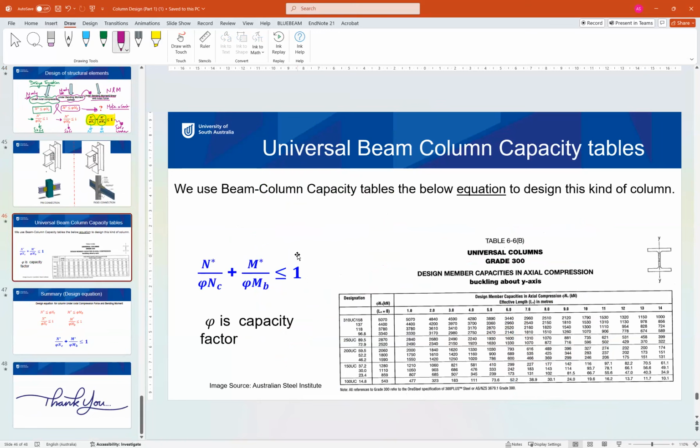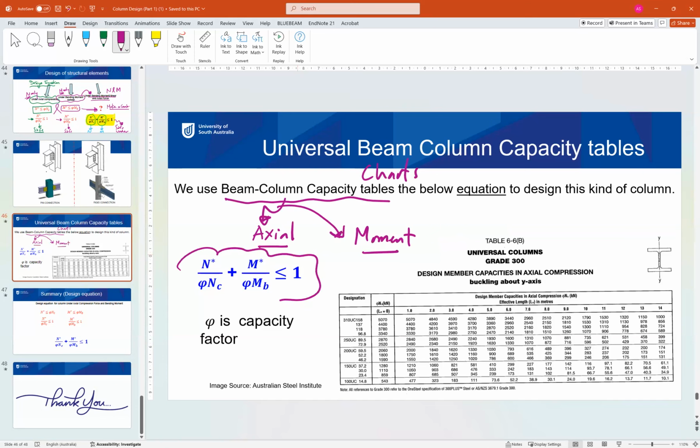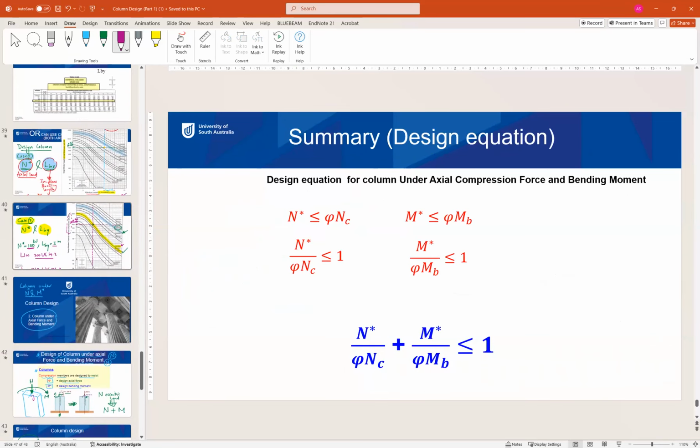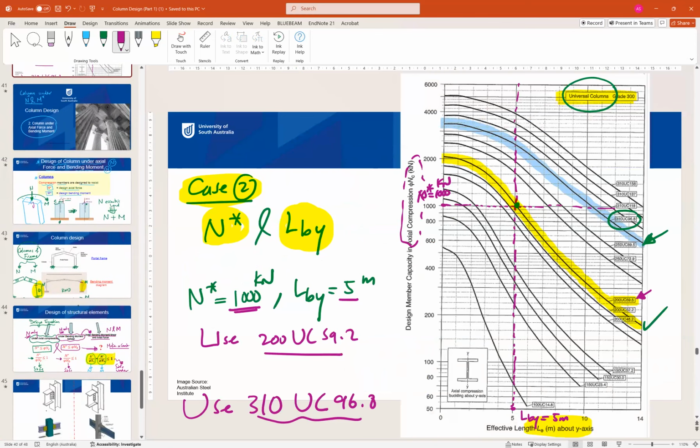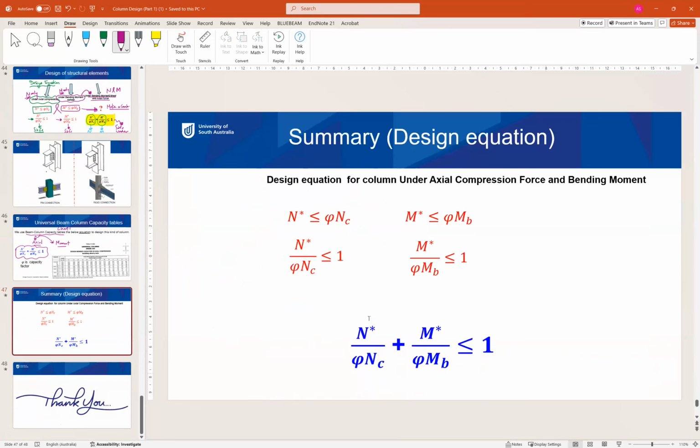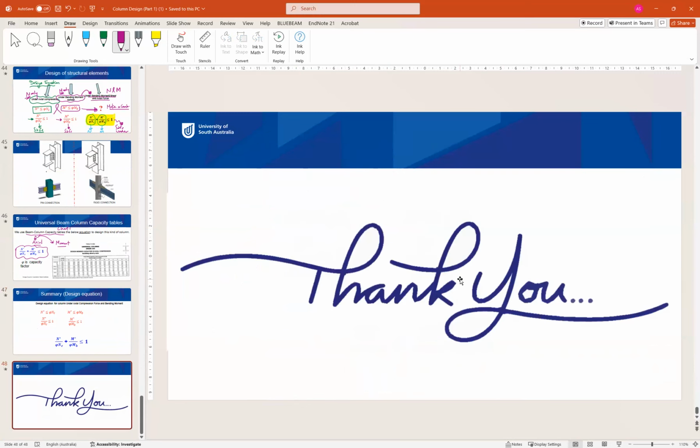Okay. In this case, we can use the beam column capacity tables or charts, but we will need to use the charts twice to design the column. We need to go one time for axial load and one time for moment, to satisfy this formula. As I mentioned, we will not go through this in detail. You just need to focus on the first part, which is up to here. So we design only the column under axial loads, and this again is a summary of what we have done today, and that's it for today's lecture.